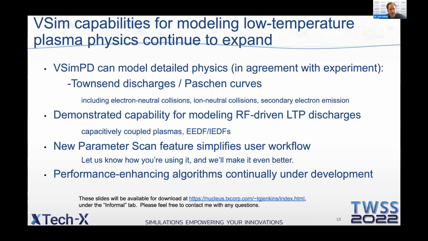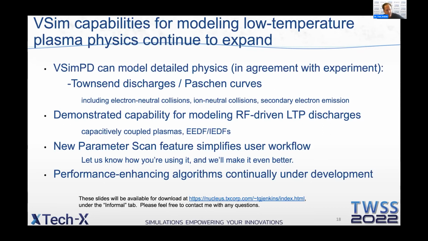So generally speaking, we have been working with our VSim PD package. We feel good about our efforts to model physics that matches experiments. We got good agreement with Townsend discharges, good agreement with Paschen curves. We're doing good work in developing good analyzers for modeling RF-driven low temperature discharges, capacitively coupled plasmas. And then, as will be talked about in a talk tomorrow by Daniel Main, we're developing our capability for magnetron sputtering that brings in many of these features as well.